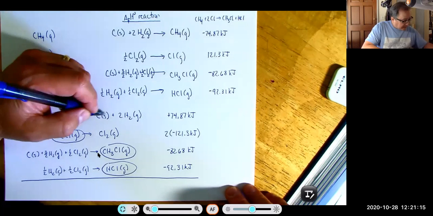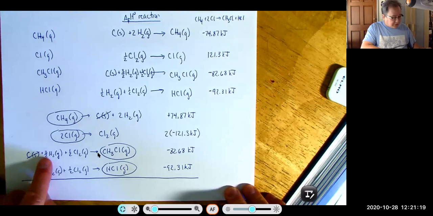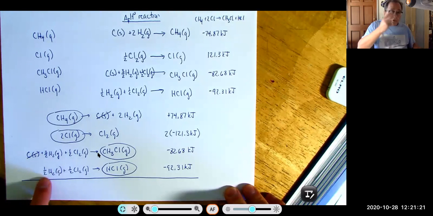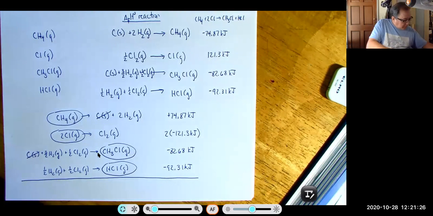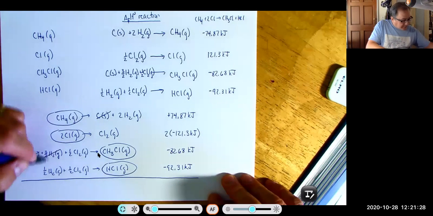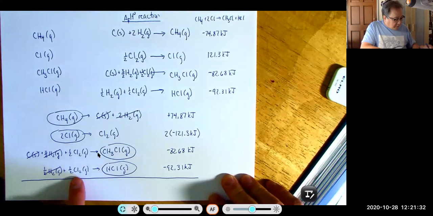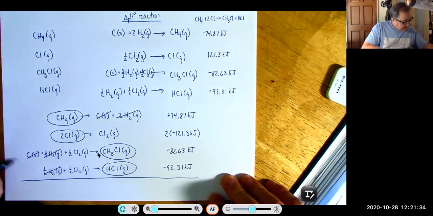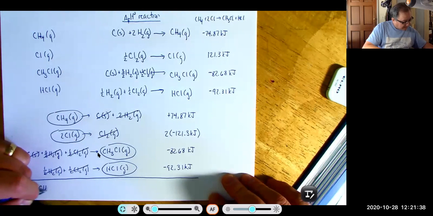This carbon cancels with that carbon. 3/2 hydrogen plus 1/2 hydrogen are 2 hydrogens total. 4/2, 2. So these cancel with these. 1/2 chlorine plus 1/2 chlorine makes 1 chlorine, which cancels with 1 chlorine. So indeed, we get the reaction that we want.